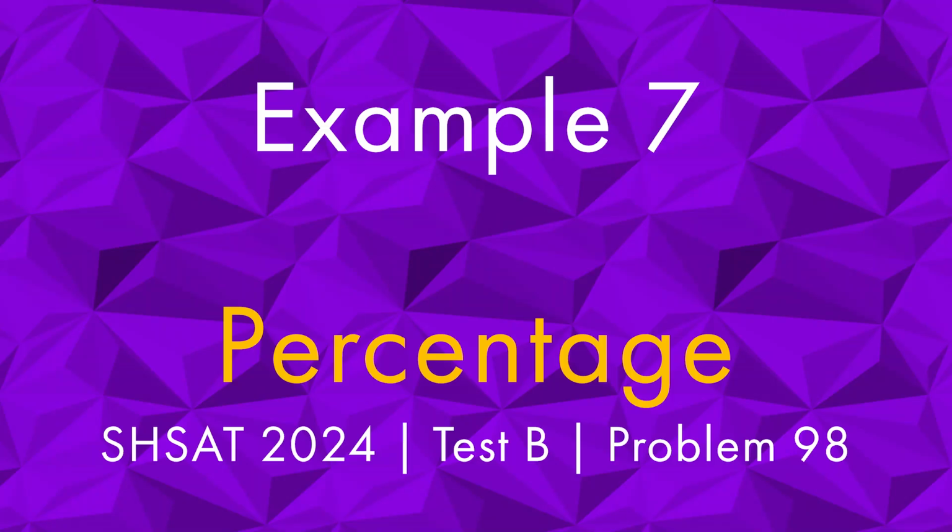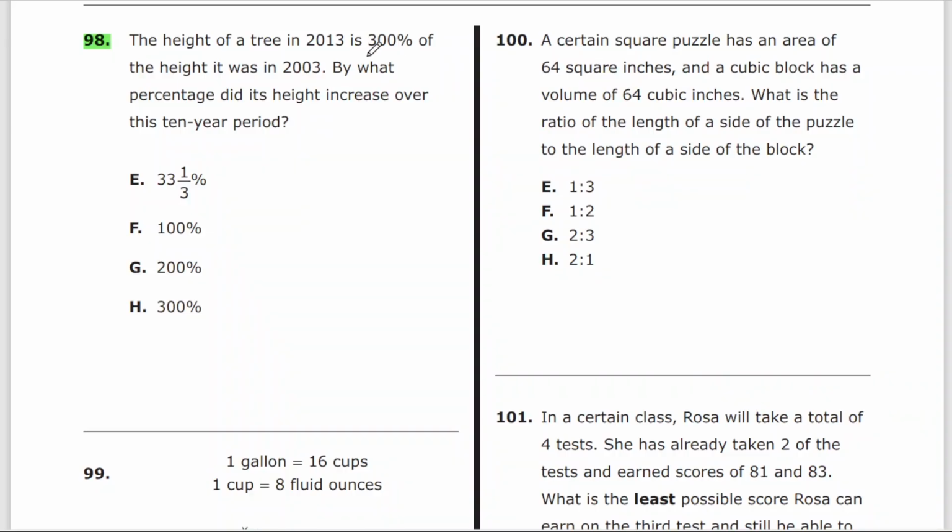Last but not least, problem 98, test B, SHSAT 2024. The height of a tree in 2013 is 300% of the height it was in 2003. By what percentage did its height increase over this 10-year period?